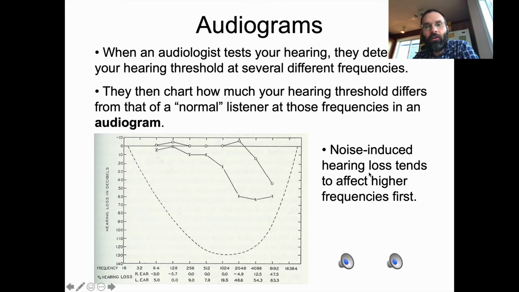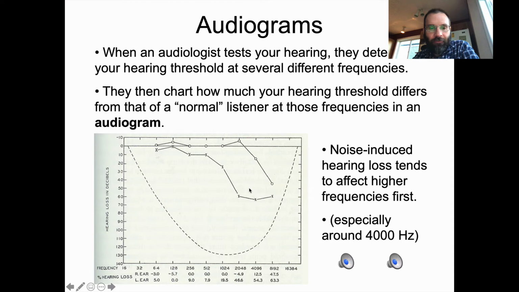I've got a note here that noise-induced hearing loss tends to affect higher frequencies first, as we can see here. Again, those will be the sounds the cells at the base of the cochlea respond to best. And we have fewer cells devoted to those frequencies to begin with, and we lose sensitivity to that range first.